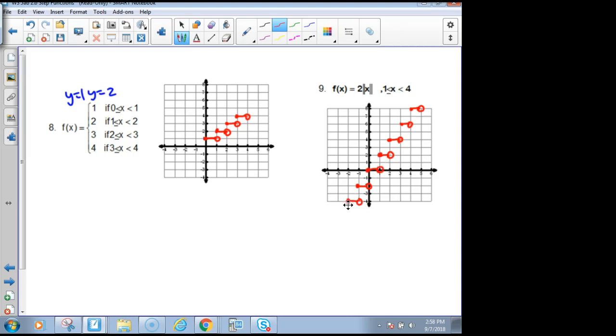Solid dots on the left, and then a bar has to connect them. If these are not connected, it's completely wrong. Okay?